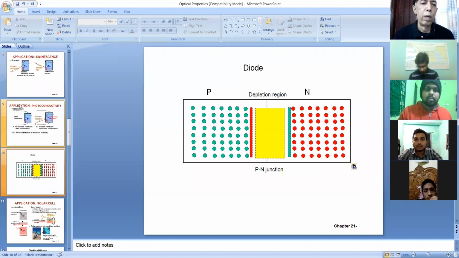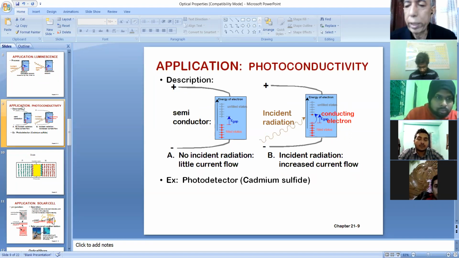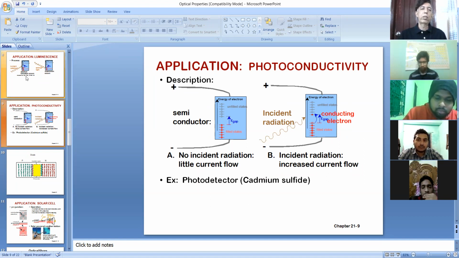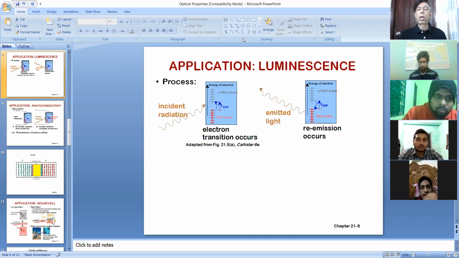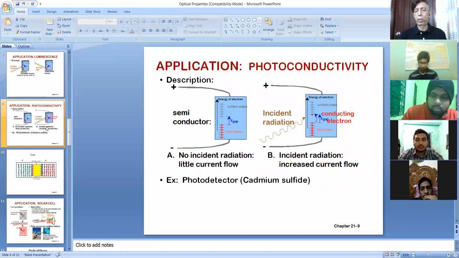Now, the first application you can see is in photoconductivity. We saw previously the luminescence, the photovoltaic instrument, luminescence. And now we see the photoconductivity. What is the main thing? What are the basics of photoconductivity?